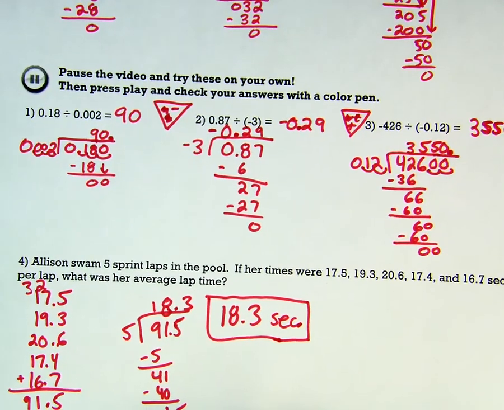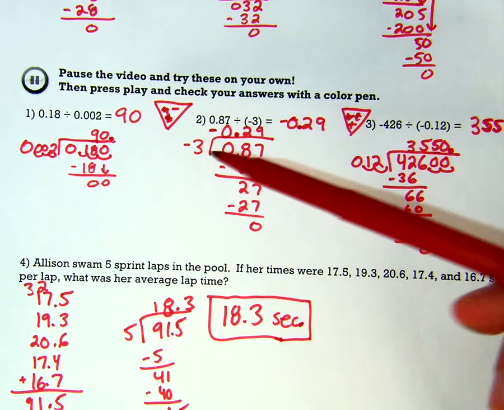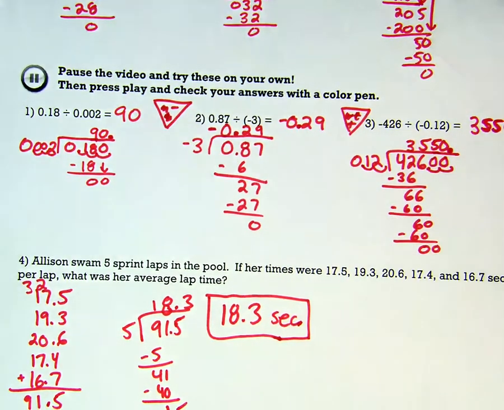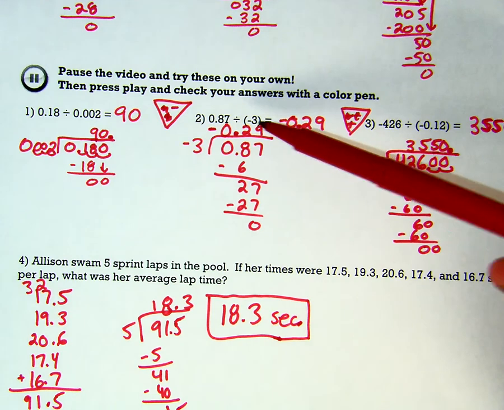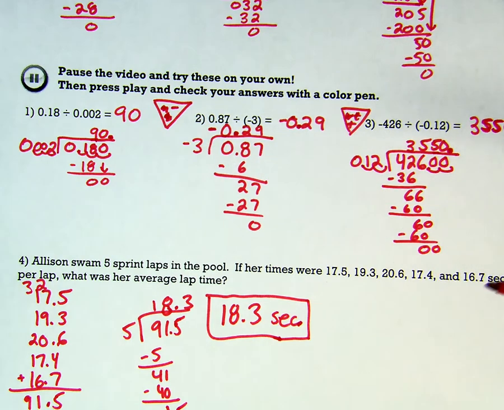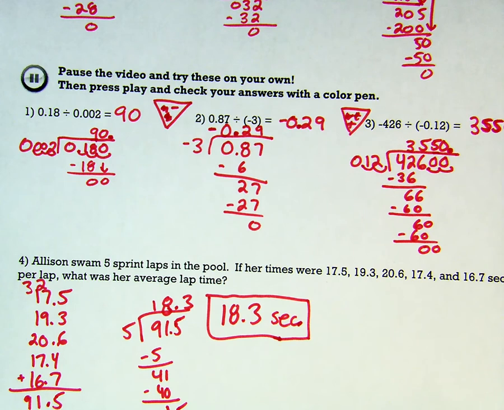Okay. Our first problem, 0.18 divided by 0.002. I had to move the decimal place over 3 times. Whatever I do on the outside, I have to do on the inside. That gives me an answer of 90. Number 2, 0.87 divided by -3. This was already a whole number, so I didn't have to move a decimal point anywhere, and I got an answer of -0.29.